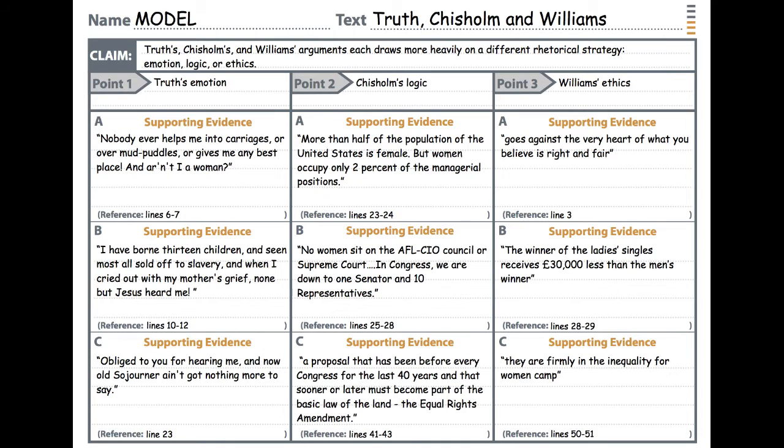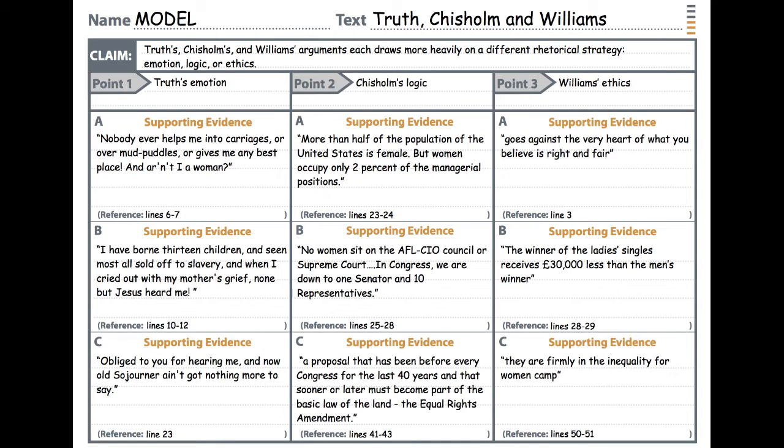And so the first quote is, "Nobody ever helps me into carriages or over mud puddles or gives me any best place. And aren't I a woman?" So this line that they're citing from the text does draw an emotion because it's showing how the author is being stepped over and treated poorly. So it's drawing not only on her emotions of how she feels in the moment of being looked down upon and treated poorly, while also drawing emotions for the reader on how they should feel in this situation.